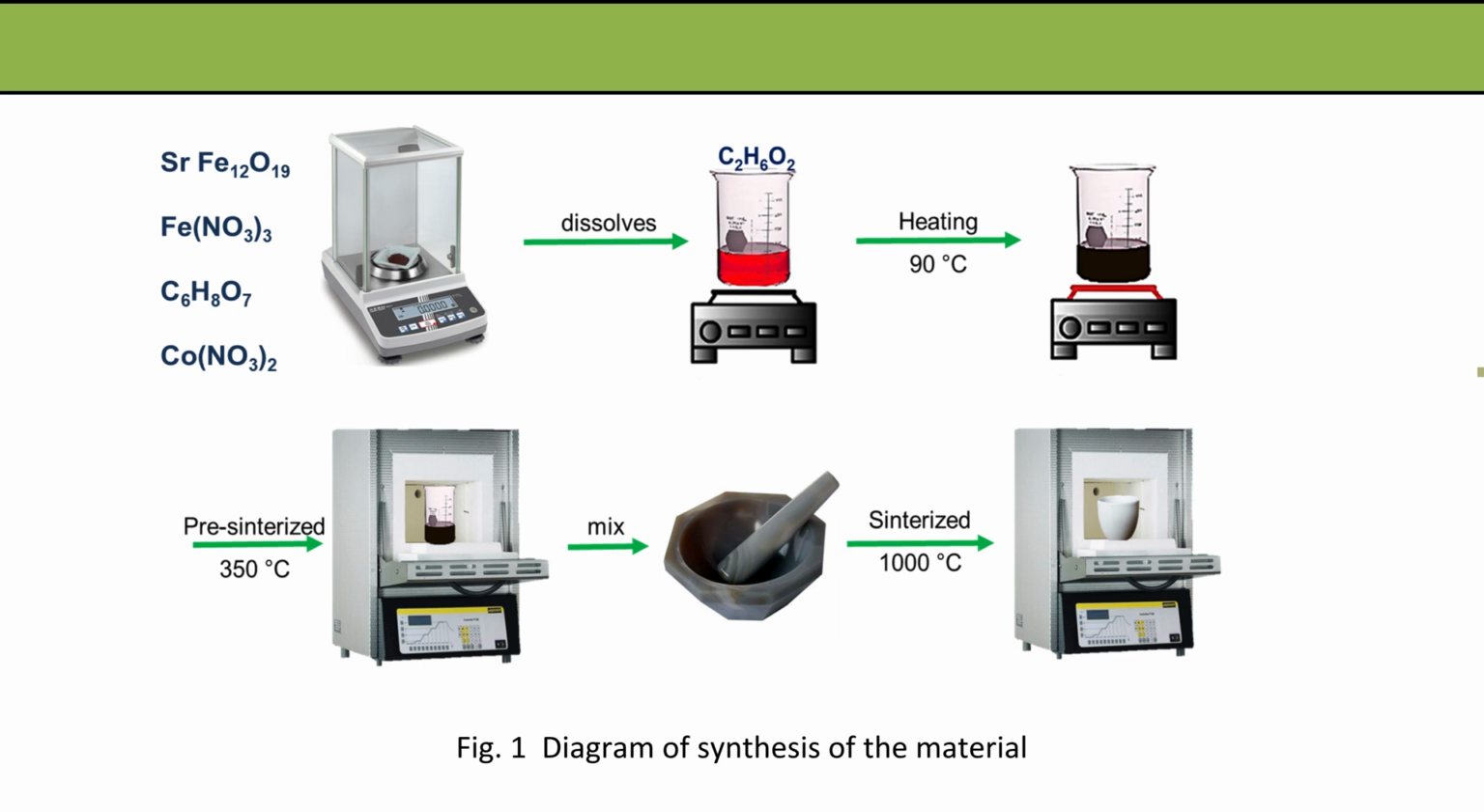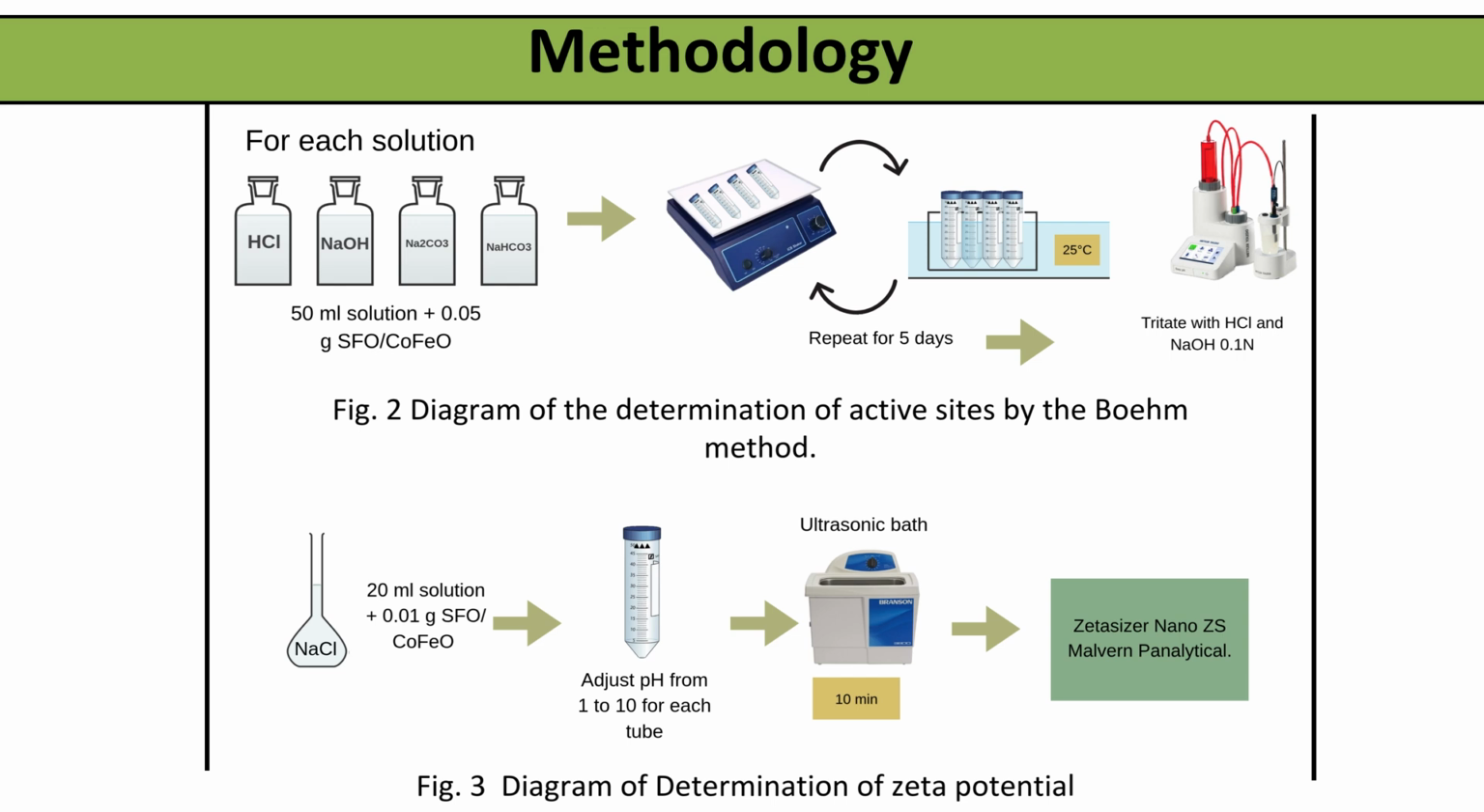The structural characterization was performed by X-ray diffraction and scanning electron microscopy, while physicochemical characterization was done by determining active sites and isoelectric point. In Figure 2, we can see the methodology for determining active sites, which were determined by the acid-base titration method proposed by Boehm.